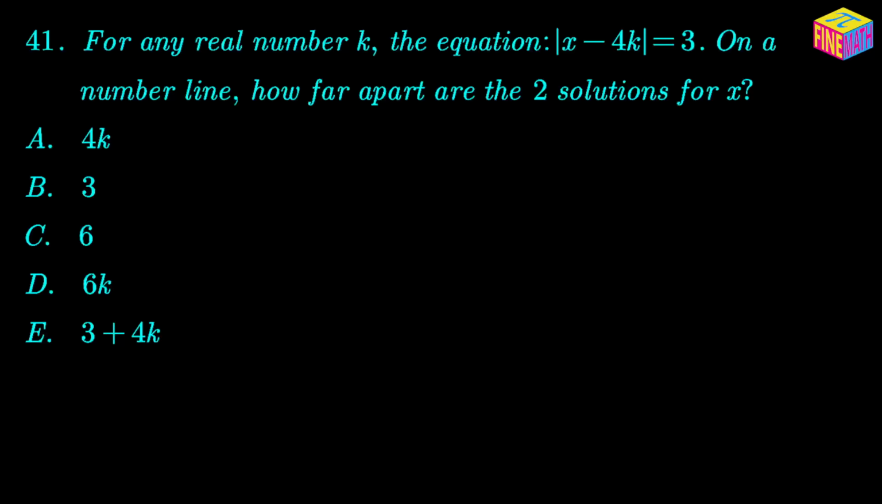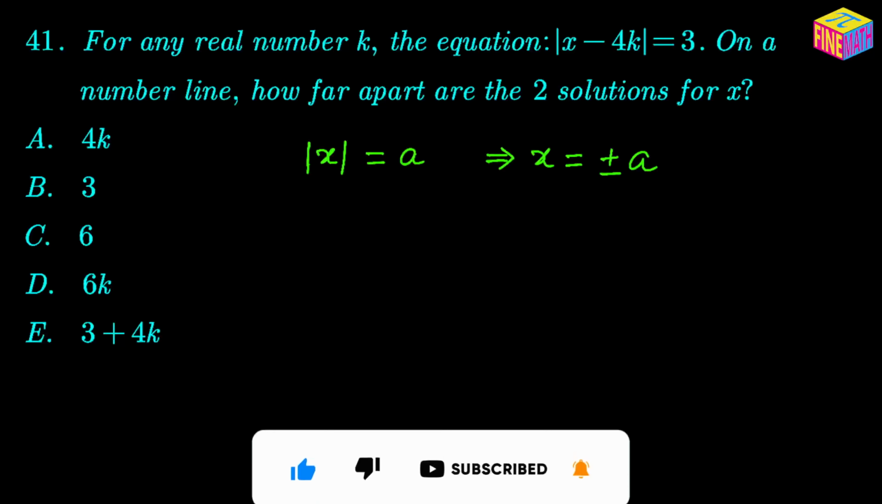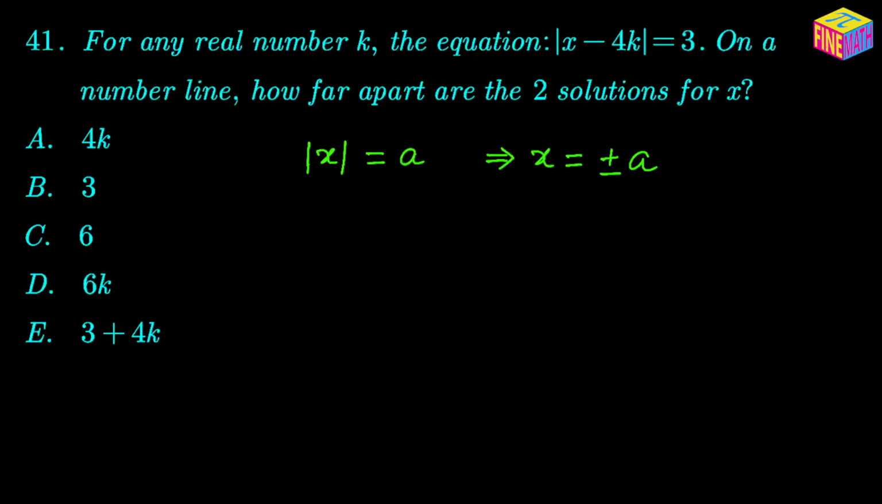Now how are we going to solve this problem? Well, from the property of modulus function, we know that if modulus of x is equal to a, then the two solutions are x is equal to plus or minus a. So if we use the same property of modulus function or absolute value function here, then what do we have? We have modulus of x minus 4 times k is equal to 3. So from here we can say x minus 4 times k will be equal to plus or minus 3. And from here we are going to get two equations in x.